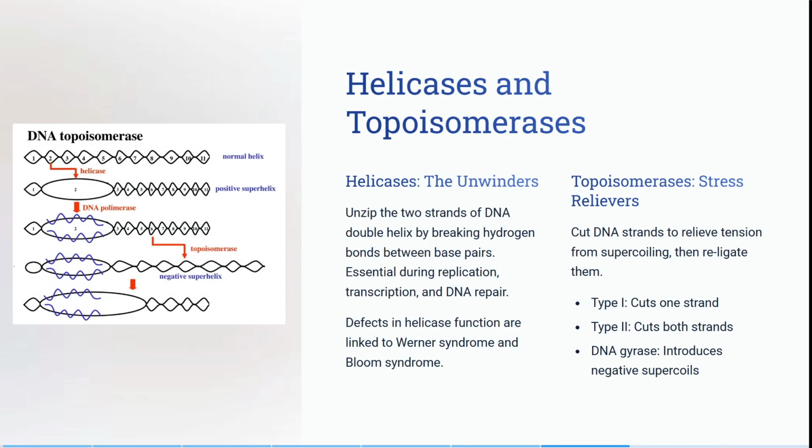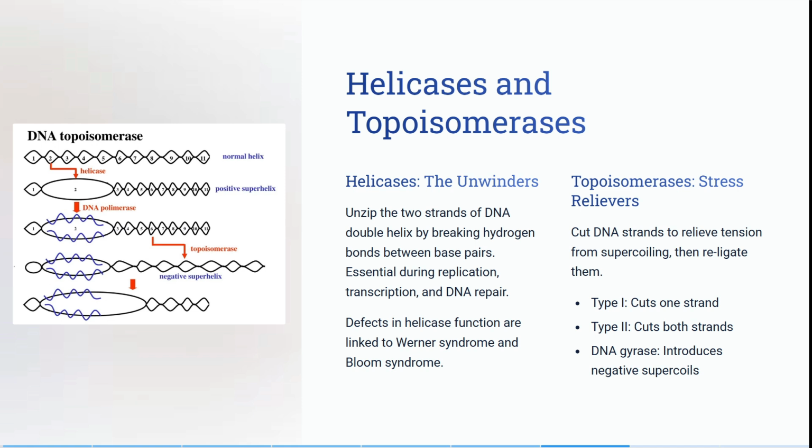Imagine your DNA as a tightly wound rope. If you want to read it or copy it, you've got to unwind it first. That's the job of helicases, enzymes that unzip the two strands of the DNA double helix by breaking the hydrogen bonds between base pairs. Helicases are essential during replication, transcription, and DNA repair. Without them, the replication fork would stall, and no new DNA would be made.